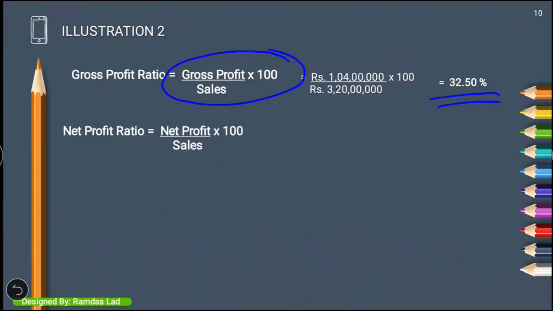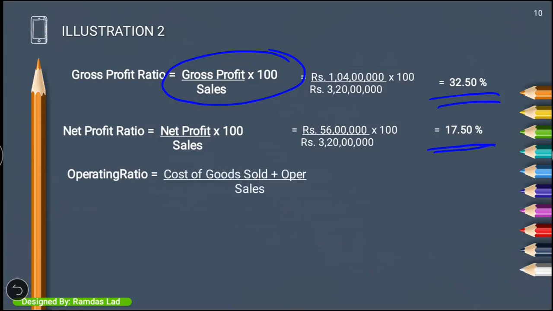Now net profit ratio is equal to net profit divided by sales into 100. So what is the net profit? Rupees 56 lakh divided by sales 3 crore 20 lakh into 100. So the percentage is 17.50%.